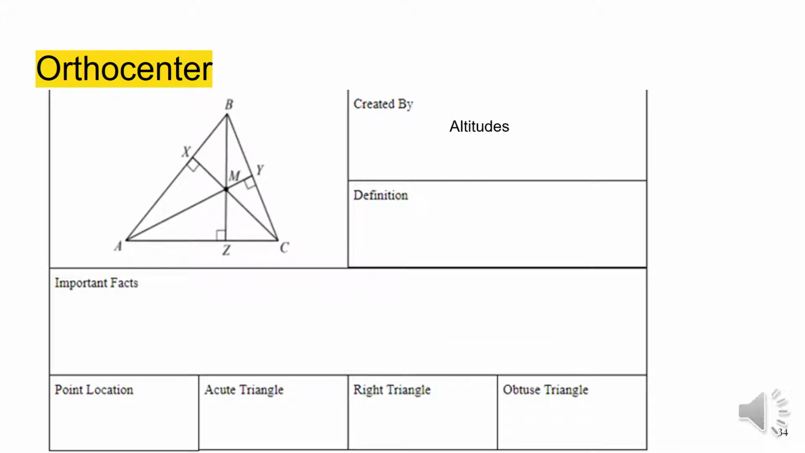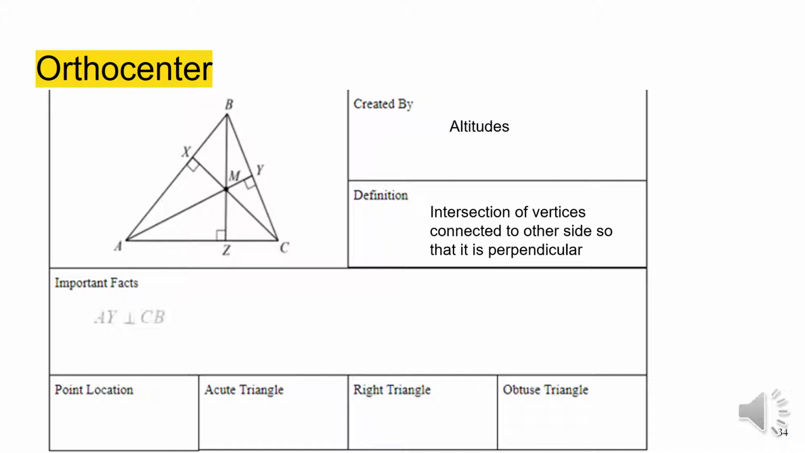Orthocenter is our last point of concurrency, and those are created by altitudes. So an altitude, by definition of this orthocenter, we're taking a line from the vertex to the opposite side in such a way that when it intersects with that opposite side, it's perpendicular. So AY is perpendicular to the side CB. CX is perpendicular to AB, and BZ is perpendicular to AC. If it's an acute triangle, it's on the inside. If it's a right triangle, it's on the vertex of the right angle. And if it's an obtuse triangle, it's on the outside.